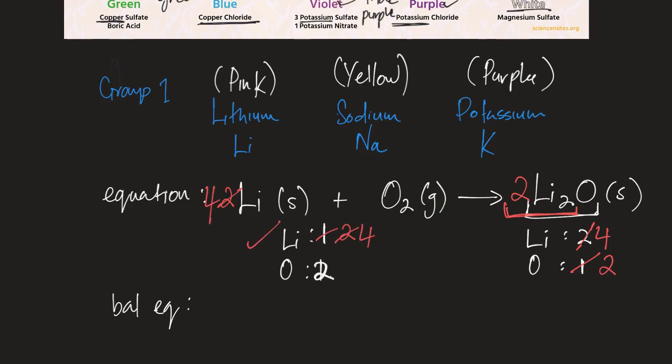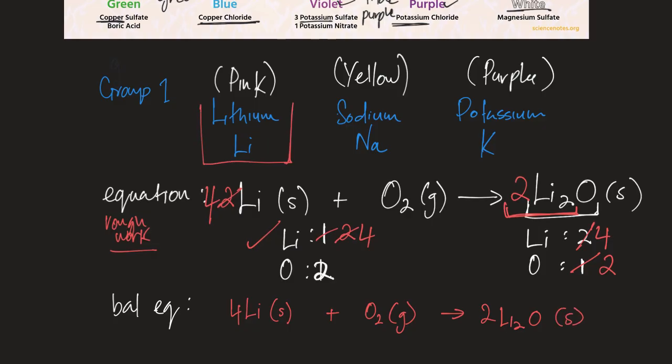Now this at the top here is your rough work. We will not mark rough work. So you've got to write a balanced equation. So you're going to say 4 lithium solid plus O2 gas gives me 2 lithium oxide, Li2O, which is a solid. And that is your balanced equation for lithium. Right? Let's say I do sodium with you.